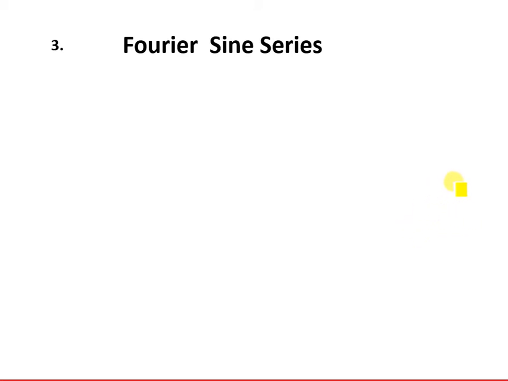Now we'll talk about the next type of series, that is Fourier sine series. As the name says, sine series, it means we should have the sine term. The Fourier sine series expression for any function is given by summation n from 1 to infinity bn sine n pi x over L. So here again you have to find L and the value of bn.